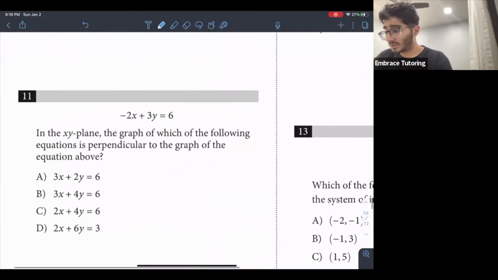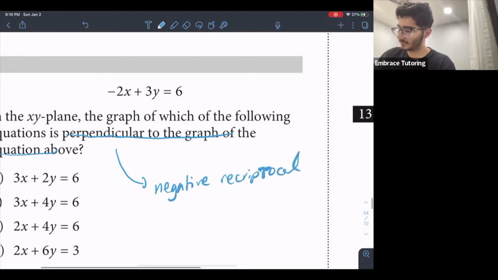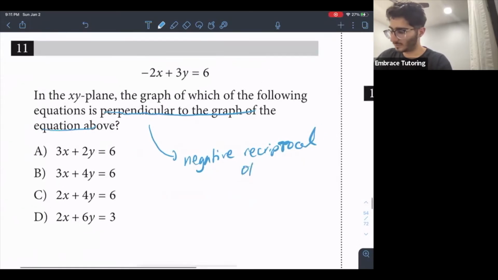Question 11. In the XY plane, the graph of which of the following equations is perpendicular to the graph of the equations above? So when they say perpendicular, you have to realize that it is the negative reciprocal of the slope.